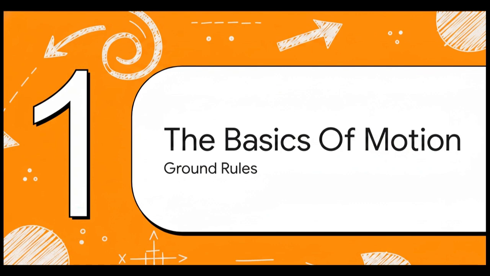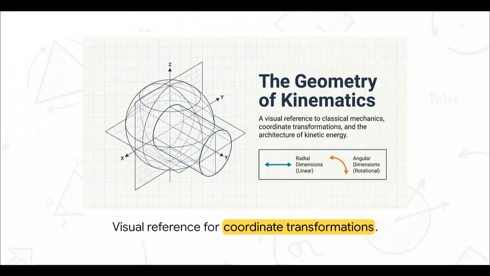Let's lay down some ground rules before we get into the heavy math. All right, let's dive right into this. Our overarching goal in this explainer is to really understand the architecture of kinetic energy. To do that, we have to mathematically describe exactly where an object is and how fast it's moving. But to describe movement, we need a common language of dimensions.